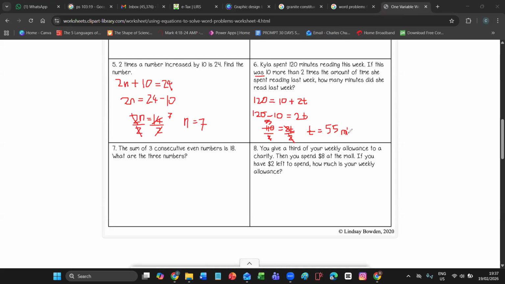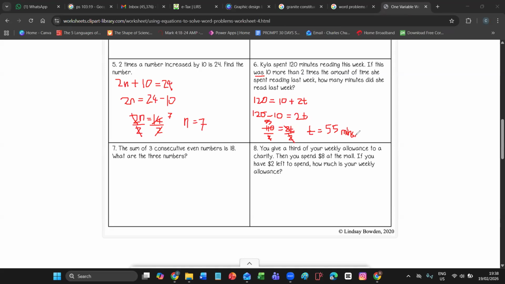Okay, so let's head on to the next one, which is number 7. Number 7 says what? The sum of three consecutive even numbers. When you start saying consecutive, have I explained the meaning of that term before? No. Not really. So, consecutive means that they come after one another in a particular order.